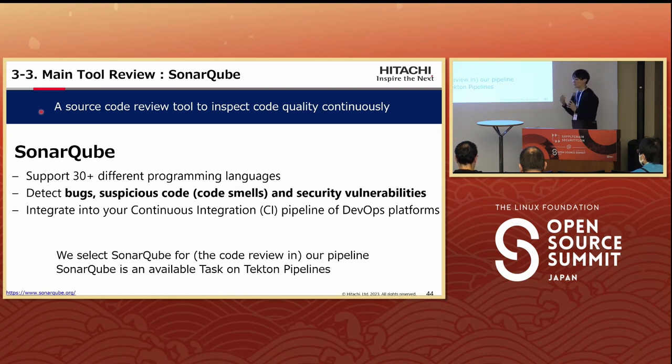So you can use the SonarQube task YAML file on GitHub. Therefore, we select SonarQube for our pipeline. So SonarQube is feasible for our pipeline.